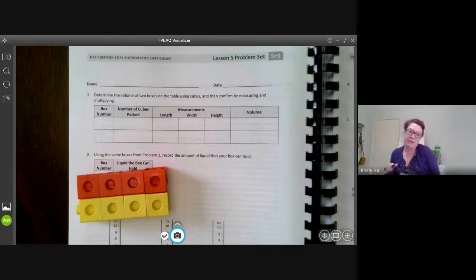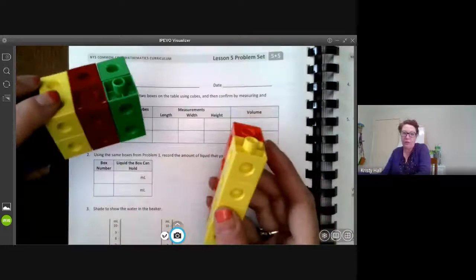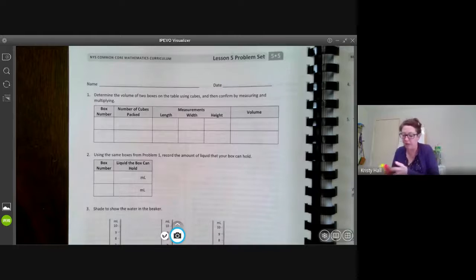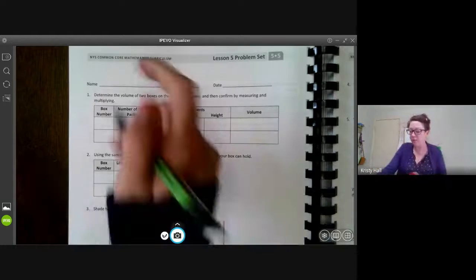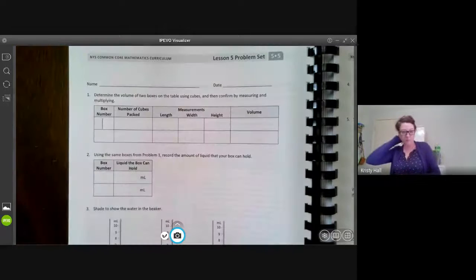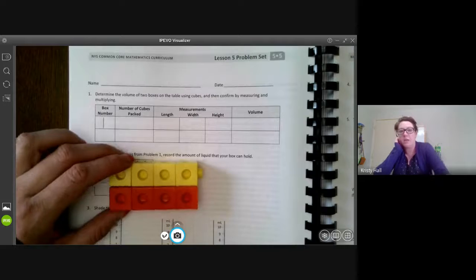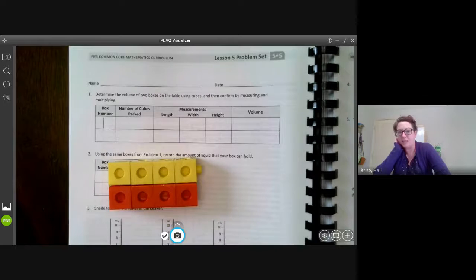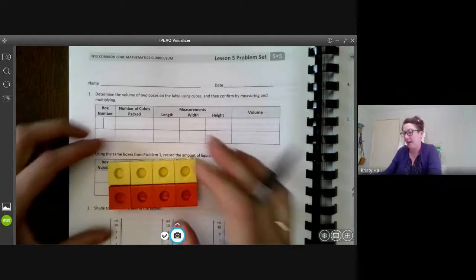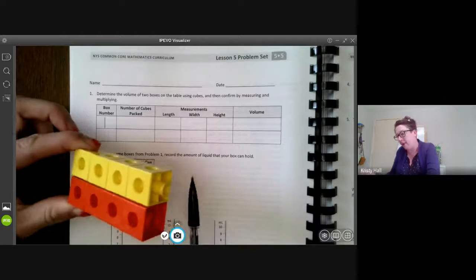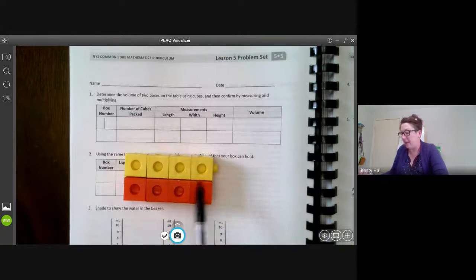What we would do in school is I would have a whole bunch of different things there for you, and you would pick one and find the volume. But I just created 2 that we're going to use. So let's label the first one box number 1. The first thing asks us how many cubes are packed into this beaker. I see that I only have 1 layer. It's 1 layer high, so I can just count these cubes. 1, 2, 3, 4, 5, 6, 7, 8.